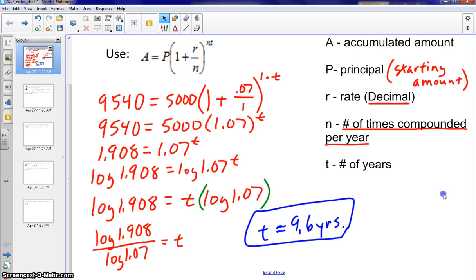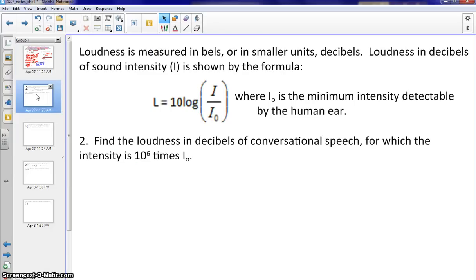The second type of word problem that we're going to be dealing with is with loudness. This is measured in decibels. Loudness in decibels of sound intensity, so intensity is I, is shown by the formula L equals 10 times log of the quantity I over I sub O, where I sub O is the minimum intensity detectable by the human ear. An example of that would be the tick of a watch.